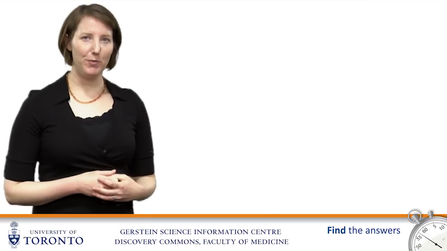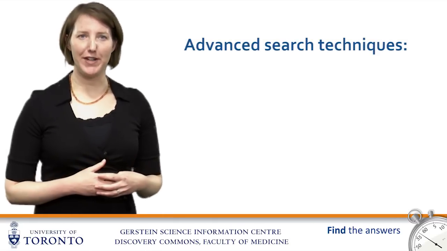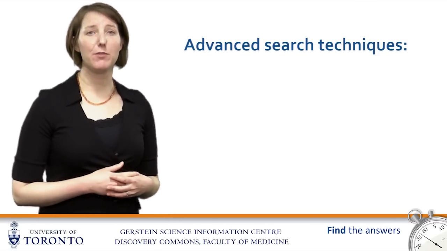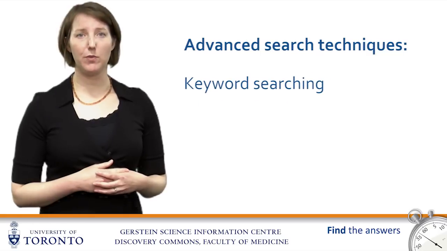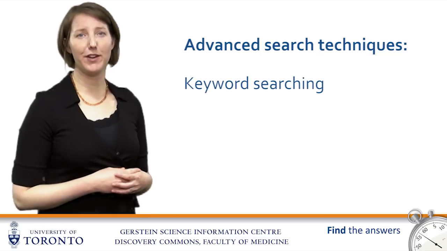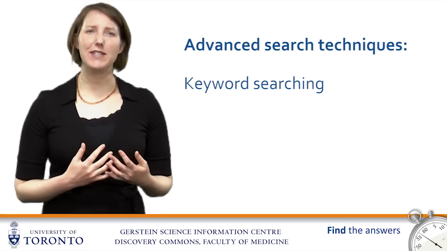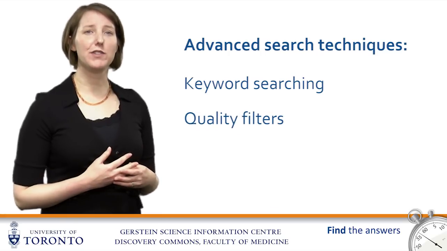In this tutorial, we looked at ways to revise your search strategy. We increased the number of search results using keyword searching with truncations and adjacency operators. We also looked at ways to narrow our results using quality filters and limits. This concludes our series on conducting a comprehensive literature search.